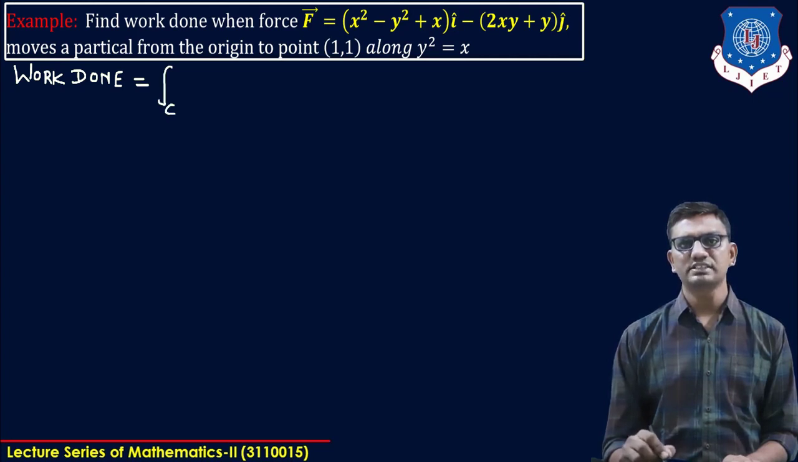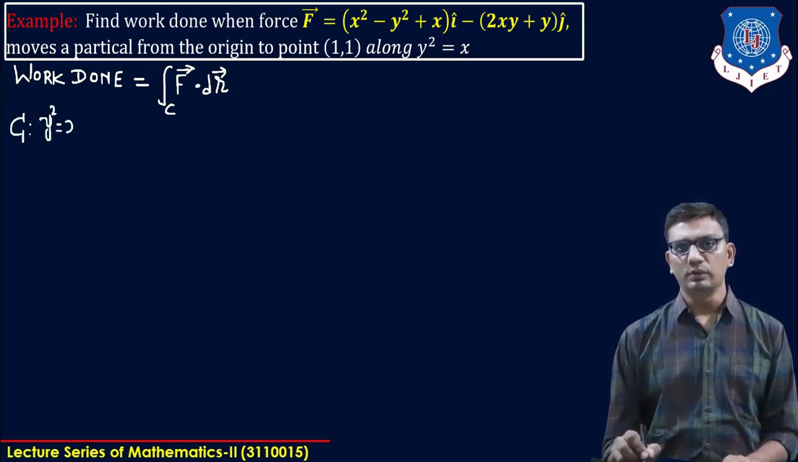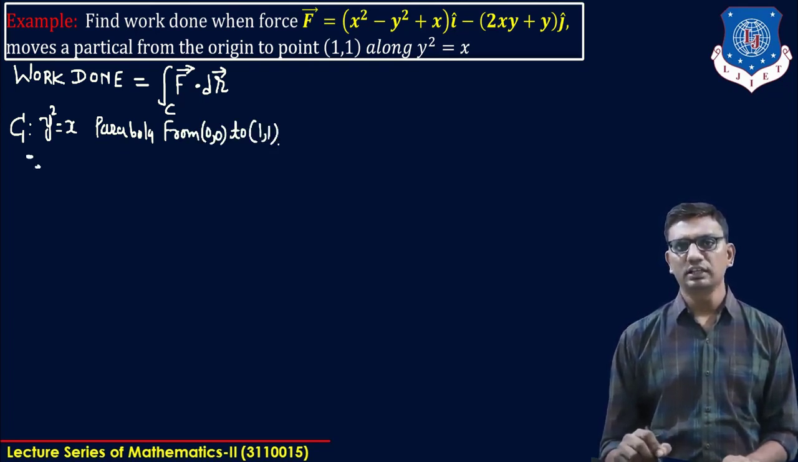Here work done is given by integration over C f bar dot dr bar, where r bar is x i caret plus y j caret plus z k caret. C is y square equal to x, therefore, which is a parabola. Here C is y square equal to x, parabola from 0 0 to 1 1 point. So we have to move our particle from 0 0 to 1 1 along the parabola.